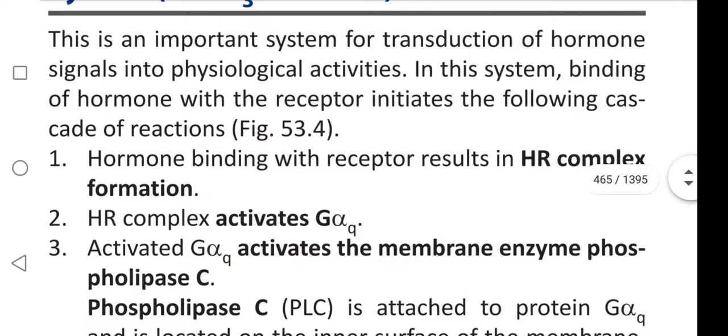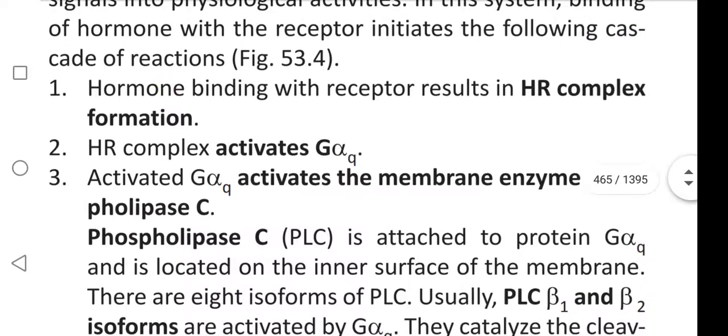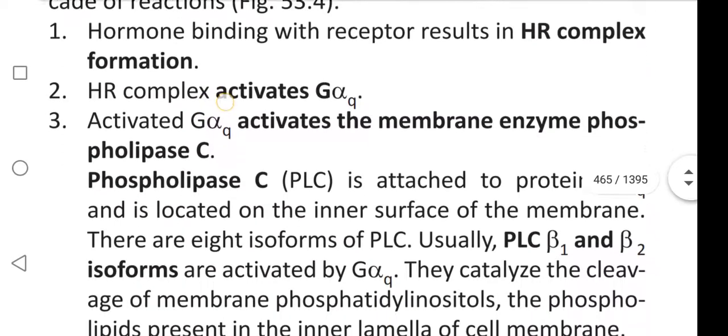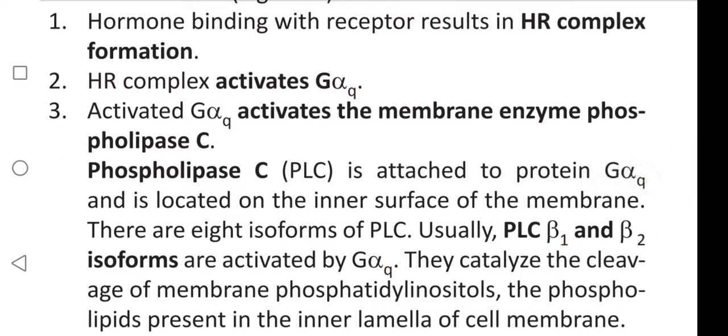First, hormone binds with receptor, resulting in HR complex formation. HR complex activates G alpha Q. Activated G alpha Q activates the membrane enzyme phospholipase C. Phospholipase C (PLC) is attached to the protein G alpha Q and is located on the inner surface of the membrane.